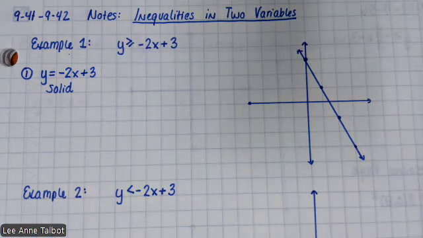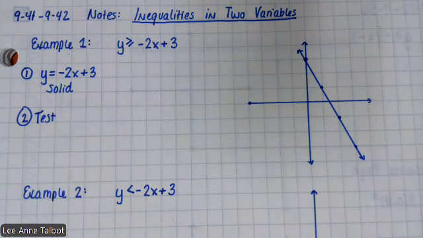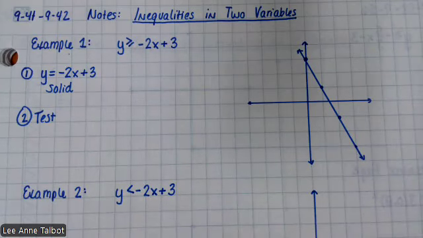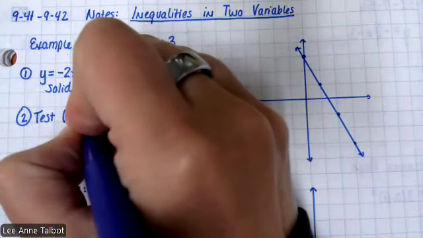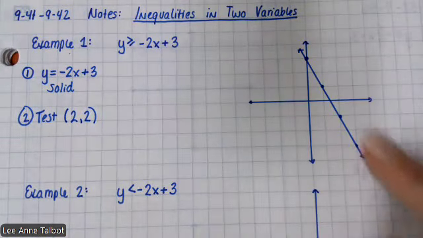Step two, you need to test a point. You can pick any point to test except the points on the line. All of those coordinates I graphed, you can't choose those because they're not going to tell you if you should shade on the right or the left, because it's right on the line. You choose any other coordinate you want. What do you guys want to pick? 0, 1, 2, 2, any of those are great. We'll just do 2, 2 for this one. It can be anything, just not on the line.